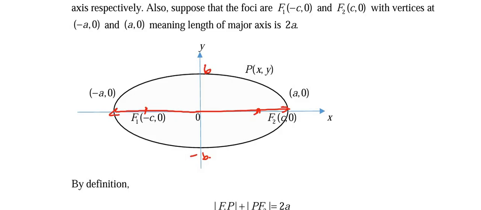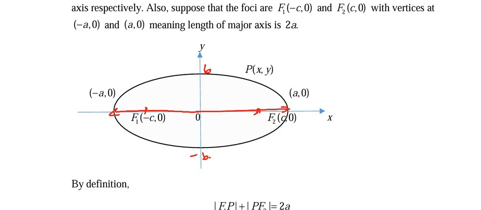Now this thing is going to be a little bit interesting because, according to the definition, we said it's a set of all points in a plane whose distances from two fixed points, f1 and f2, are going to give us a constant sum.